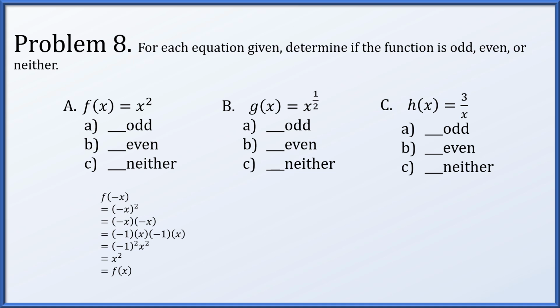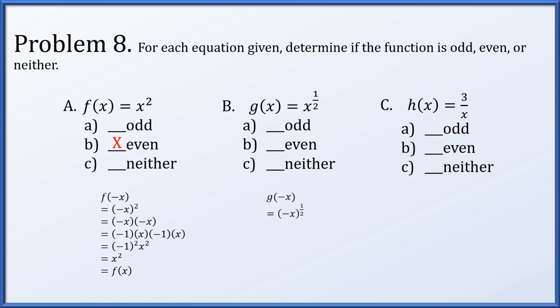When f of minus x is exactly equal to f of x, that is an even function. If the minus sign essentially factored out and we had achieved f of minus x equals minus f of x, that's an odd function. And if neither of those things happen, well, that's neither odd nor even.